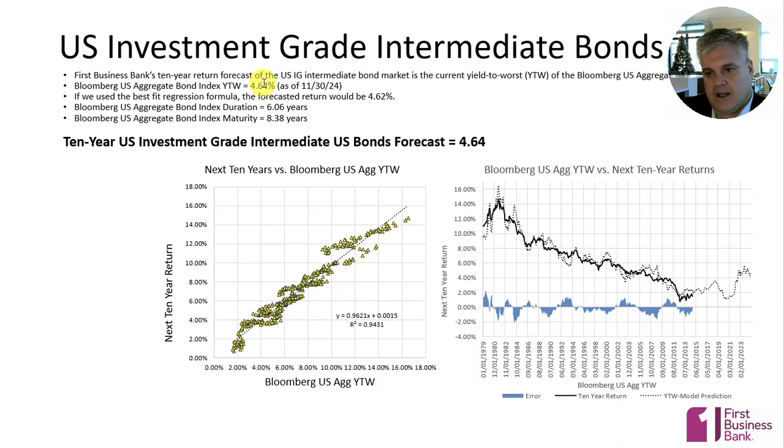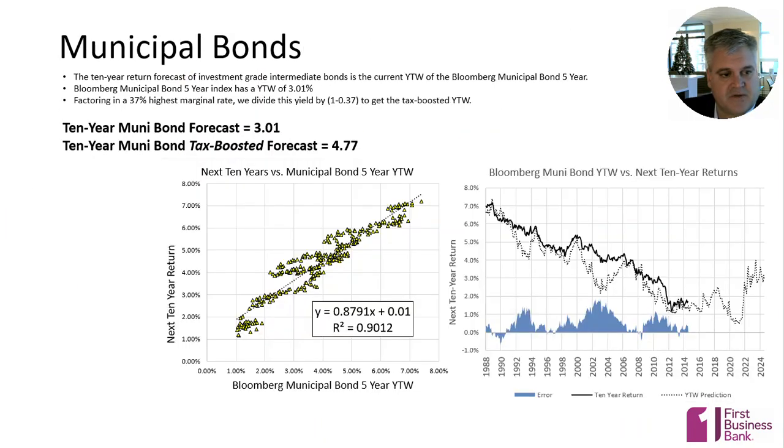You get an extraordinarily high R squared of about 0.94. So the current yield explains about 94% of the return over the next 10 years. That's a really, really good forecast. In this particular case, we're going to use just the current yield to worst, and that gets us a 4.6% return forecast for the next 10 years.